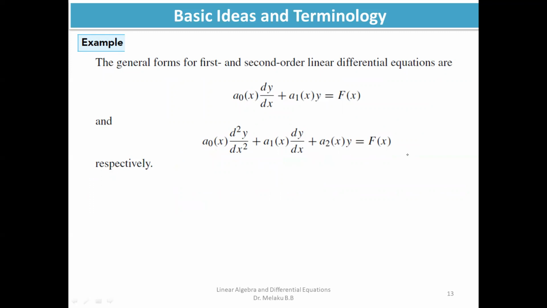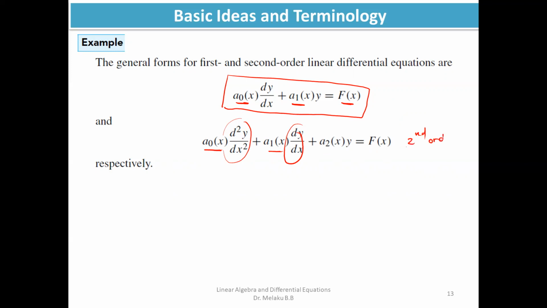The general forms of first and second order differential equations can be written this way. This is the general equation of the first order linear differential equation. Here a naught x, as you said, this one is a1x, which are functions of x, and f of x. Similarly for the second order, a naught x is the coefficient of the second derivative, a1x the first derivative, a2x times y, which is f of x. So this one is a second order linear differential equation, and this one is first order. This is the general equation, okay?